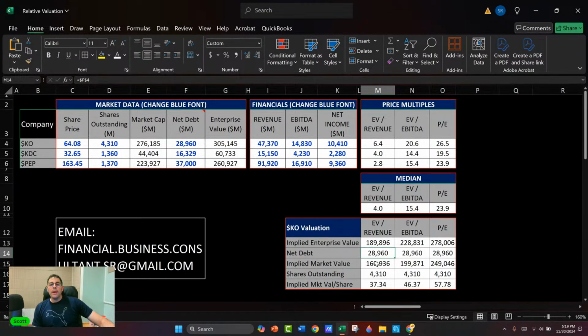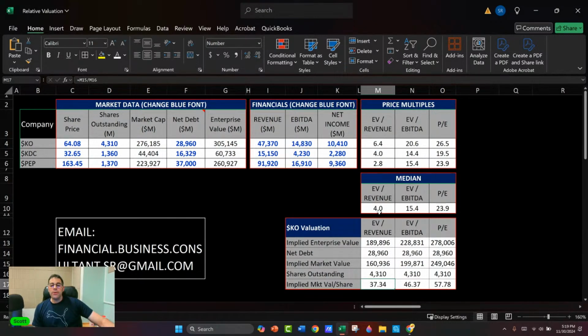And then you get an implied market value. So the implied market value is 161 billion up to 249 billion. And then you divide that by the shares outstanding, and you get an implied stock price. So you can see their implied stock price is between 37 on the low side and 58 on the high side. And they're trading at 64. So based on a relative valuation analysis, you would deduce that Coke is overvalued and you wouldn't buy them.